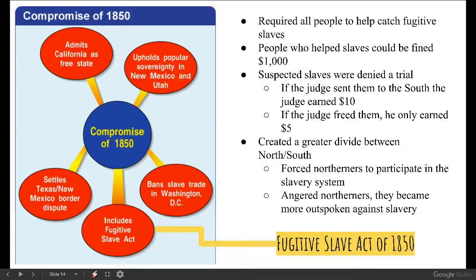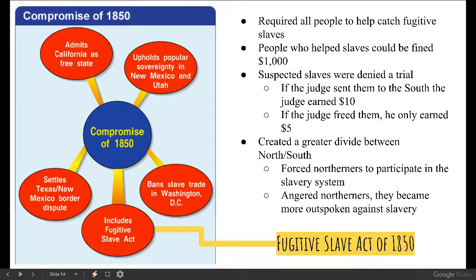Suspected slaves were denied a trial. They're not U.S. citizens, they're property at this point. And so judges had a lot of incentive to send them back to the South. If a judge sent a slave back to the South, they earned $10. If the judge freed them and said, go about your business, you can be in the North here, he earned only $5. So there was some political and economic motivation for sending slaves back to the South.